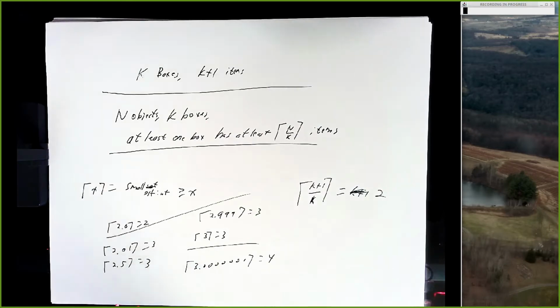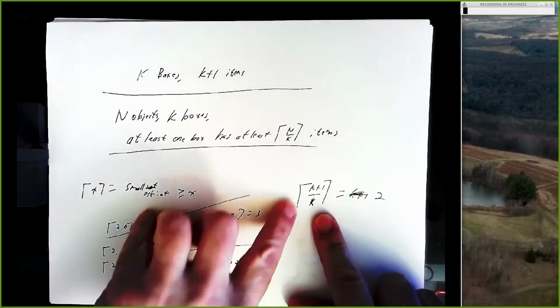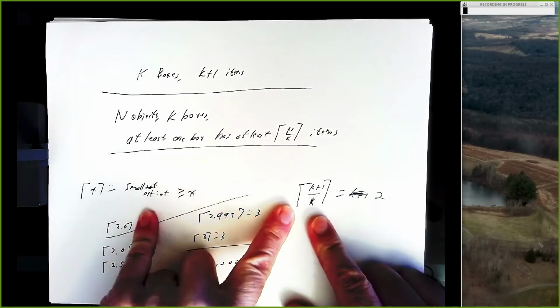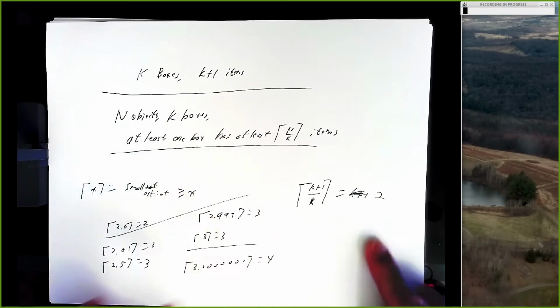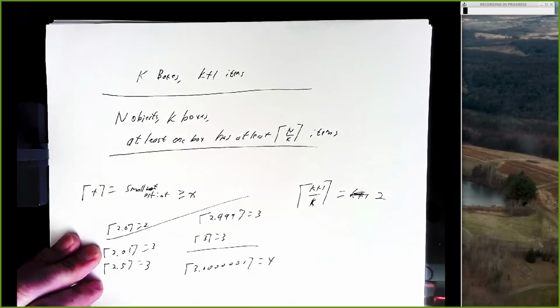So the pigeonhole principle that we talked about last week, k plus 1 items, k boxes, comes from the generalized pigeonhole principle, which would tell us at least one box has at least 2 items in it. But this is a more general form, and it's sometimes more useful.